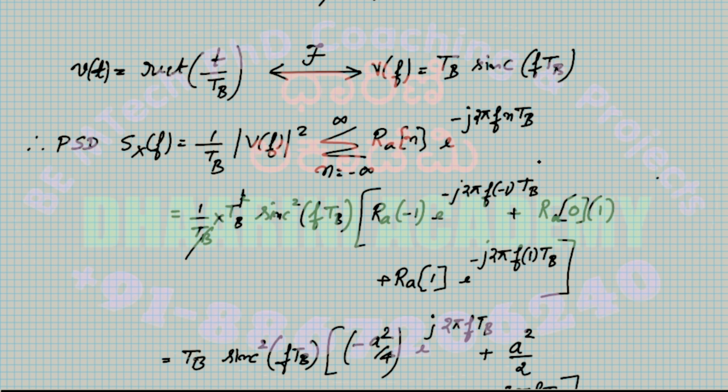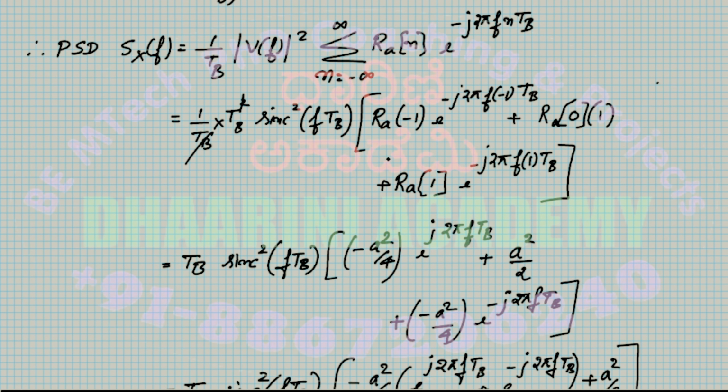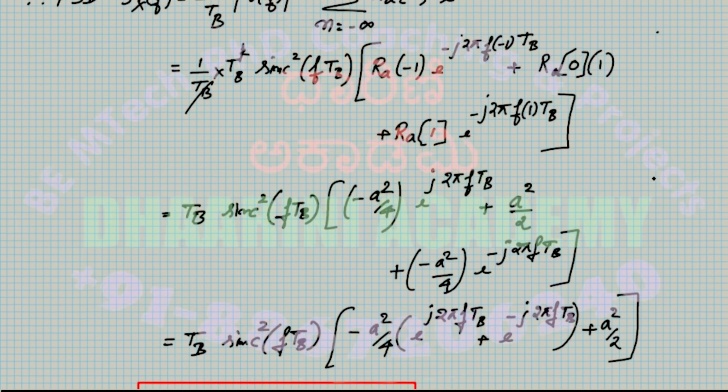So use the same equation for Sx of f, where I need to substitute V of f whole square as TB square sinc square f TB. Then only the summation has three values: n is -1, n is 0, n is +1. Other values are going to be 0. So there is no need to write the summation as it is. Simply expand. Whatever you see here is the expansion of the summation by making zeros for all the other values other than n equal to -1, 0, and +1. Is it okay? Right. Next.